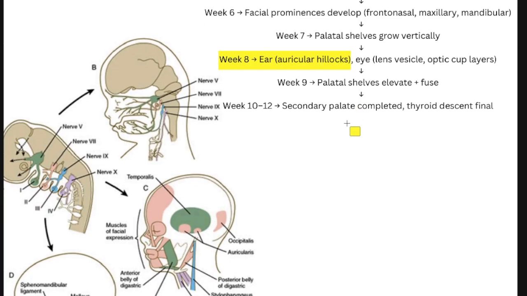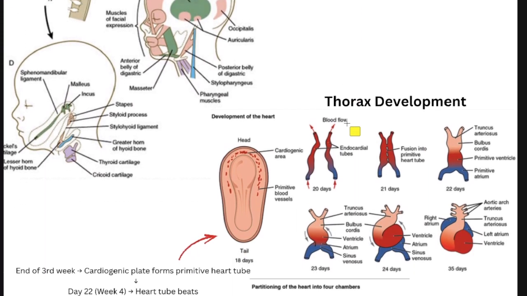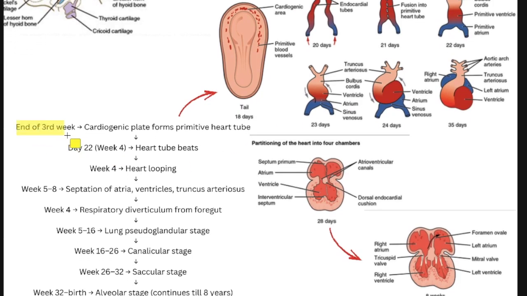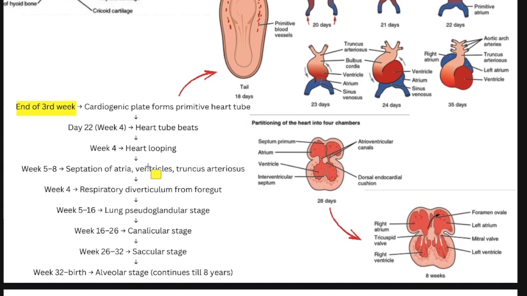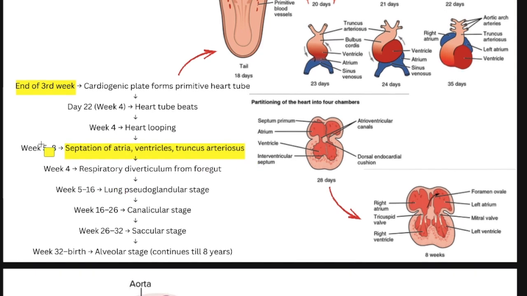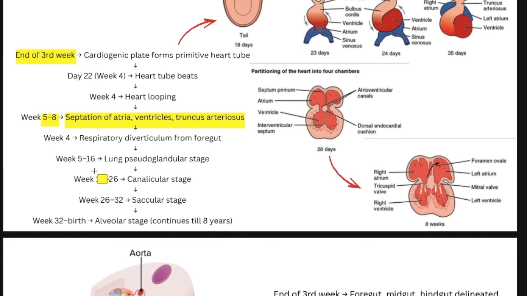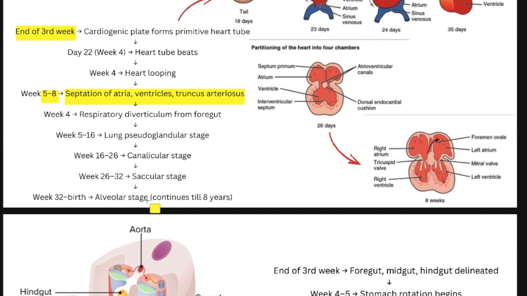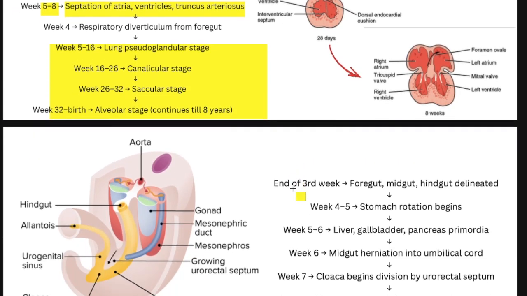In the thorax, the primitive heart tube, which formed in week 3, begins looping in week 4. Septation, the process of dividing the heart into 4 chambers, occurs between weeks 5 and 8. The lungs also begin to develop from the foregut in week 4, progressing through several stages of maturation that continue until well after birth. Finally, let's look at the abdomen and limbs.